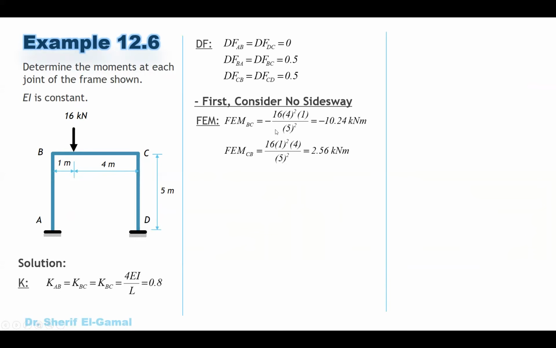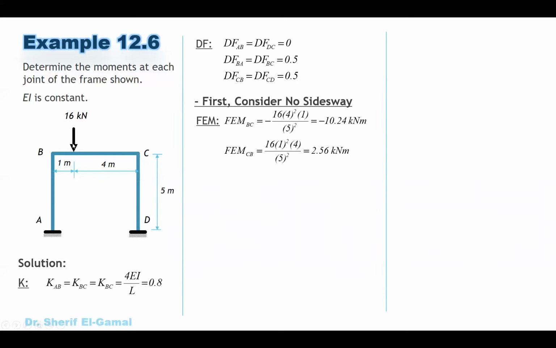You don't need to memorize this. You can just use the fixed end moment table to get the value of the fixed end moment. For sure, here the moment at BC will be negative because it will be counterclockwise, minus 10.24. And for CB, it will be positive because it will be clockwise, 2.56.